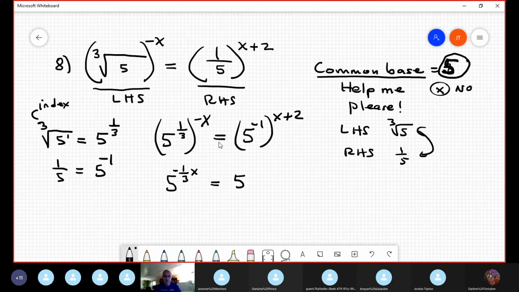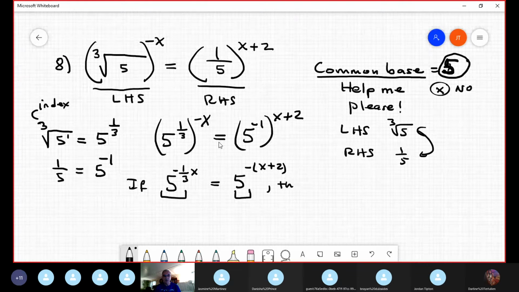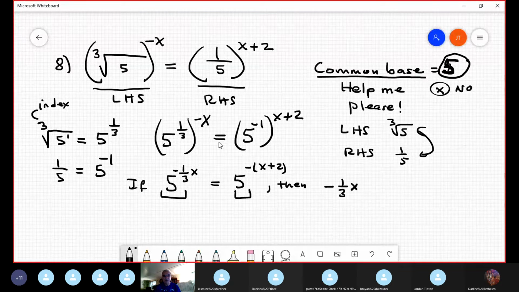And the right-hand side is exactly the same. Negative 1 times this is negative 1 times x plus 2. Well, I omit the negative 1 because, you know, sometimes it's invisible. Negative 1, no? This is like algebra style. Okay. Now in this case, if you have two exponentials and the base is the same, 5, therefore the conclusion is that the exponent is the same. So minus 1/3 x is equal to minus x plus 2.